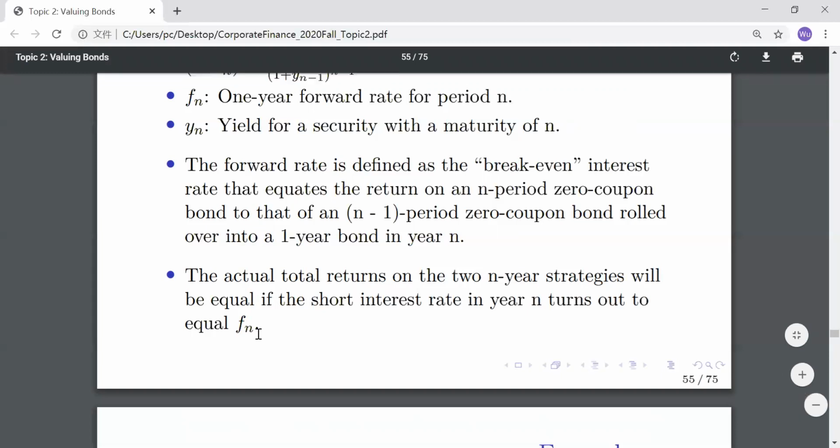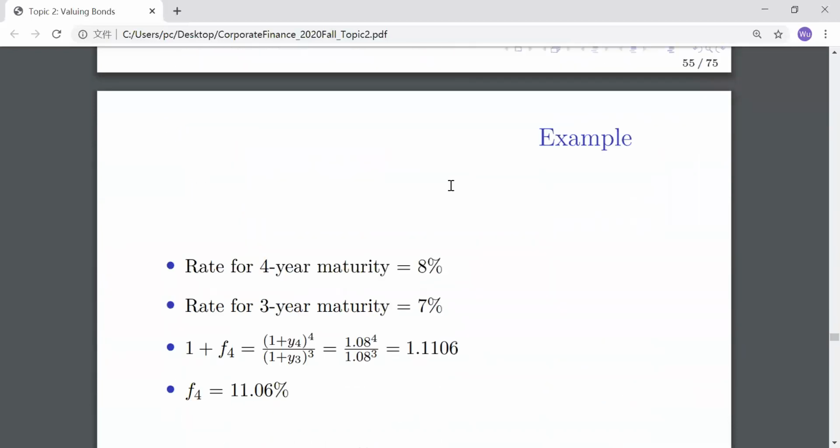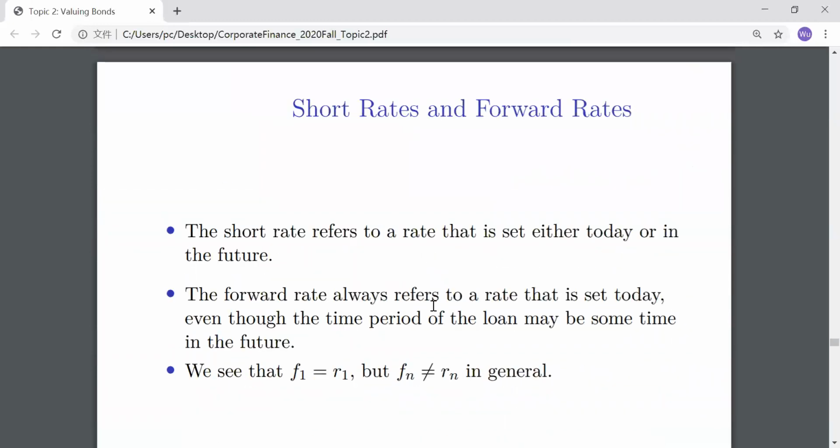So what that means is that suppose the short rate is equal to the expected rate, then the actual total return on these two strategies will be equal. That is, we have this expectation, and now the expectation becomes true, so these two strategies should be equal. Competition should drive those returns to the same. So this is one numerical example. You can take a look and calculate.